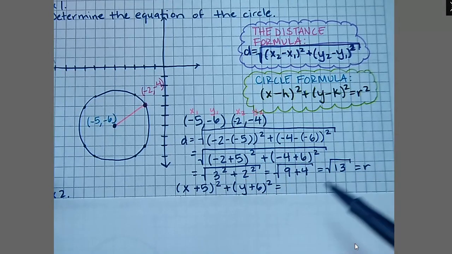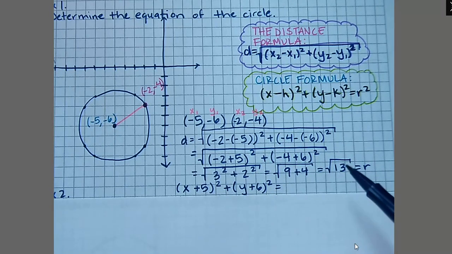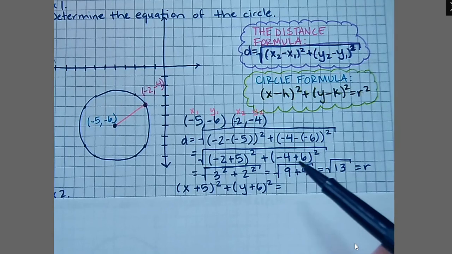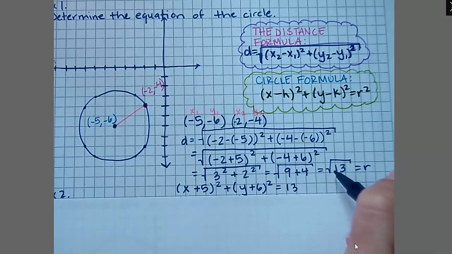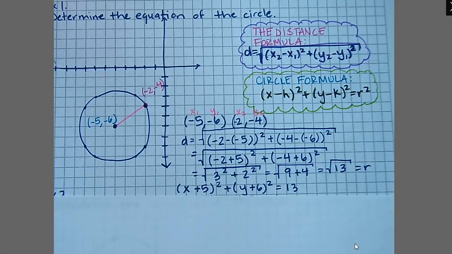And then this is the kind of weird part. See how this is inside of a square root? Usually we would write this as the square root of 13 squared because r is squared. So now this is just going to equal 13 because whenever you square this, you're just going to get regular 13. Okay, so this is your answer here. This is the equation of the circle.